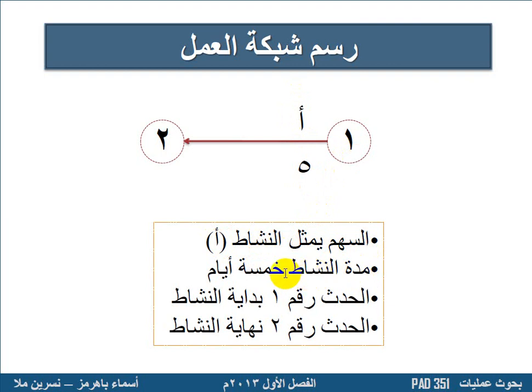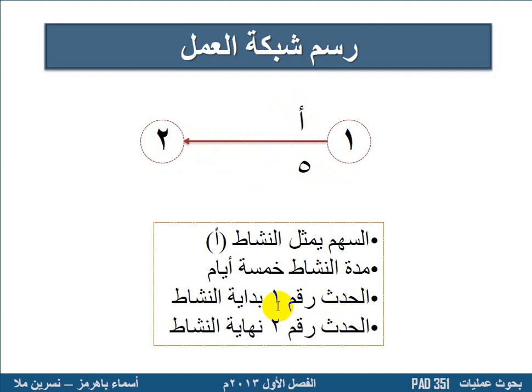The activity duration is 5 days. Please focus on how to draw the arrow and how to know the activity duration. The arrow is represented by its denotation, the name A, and the duration of the activity. Here the duration is 5 and A is the notation for the activity arrow.